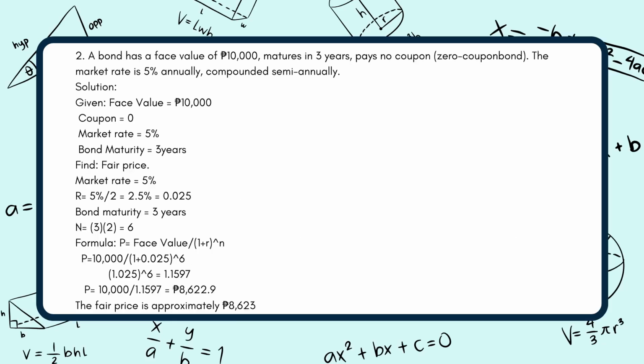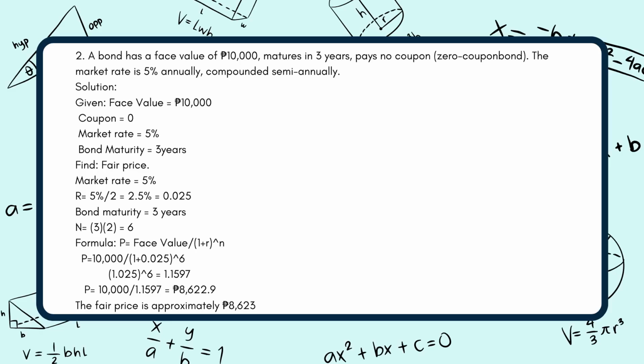Number 2. A bond has a face value of 10,000 pesos, matures in 3 years, and pays no coupon, which means it is a zero coupon bond. The market rate is 5% annually, compounded semi-annually. For the given, face value is equal to 10,000, coupon is equal to 0, market rate is equal to 5%, and bond maturity is equal to 3 years.